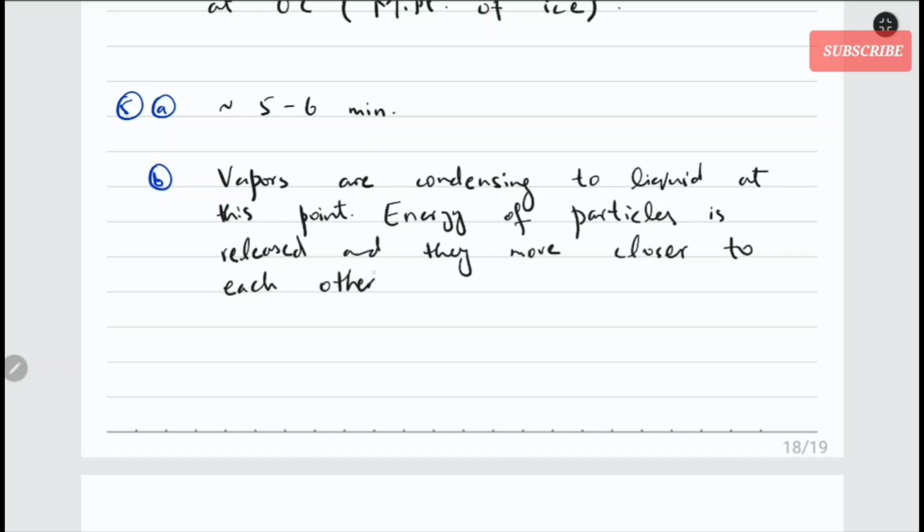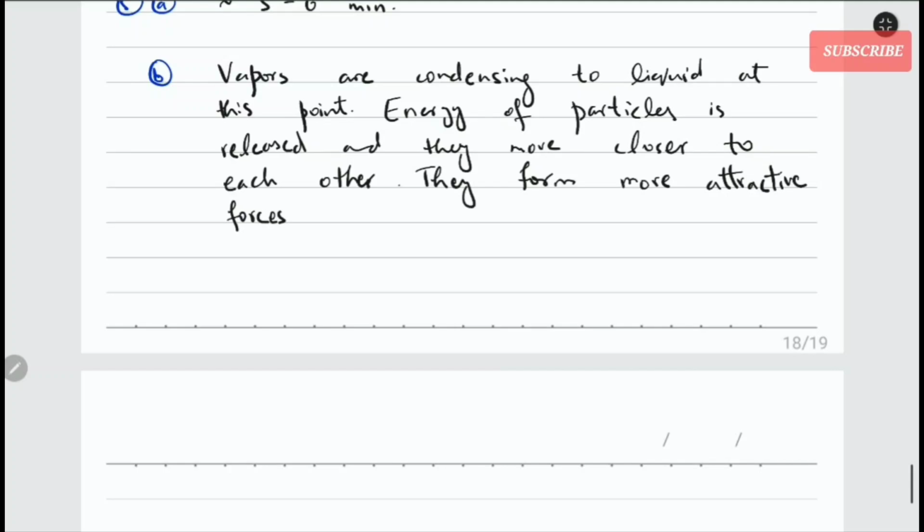If they move closer to each other, so they would form more attractive force, or you can say stronger forces of attraction. In this case, those would be hydrogen bonding that exists between water molecules.